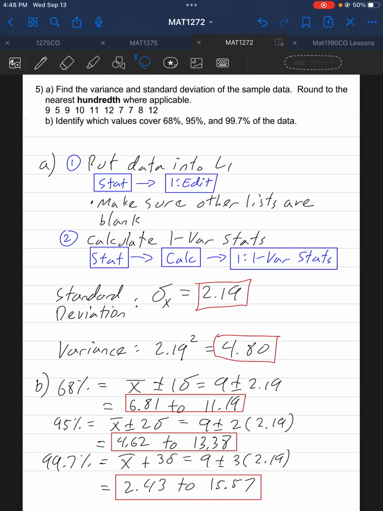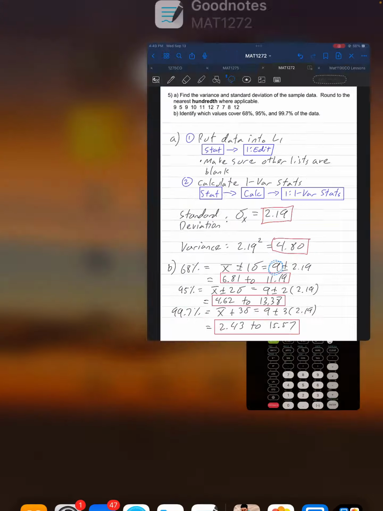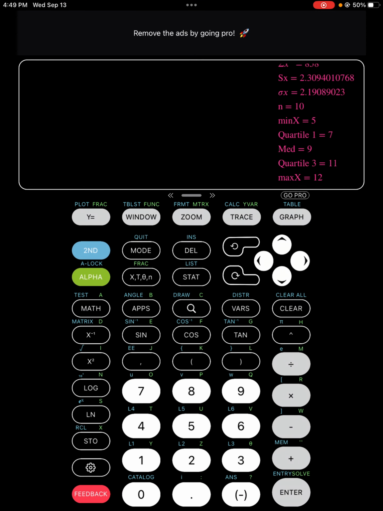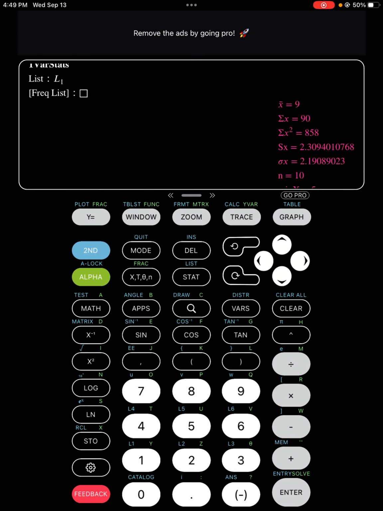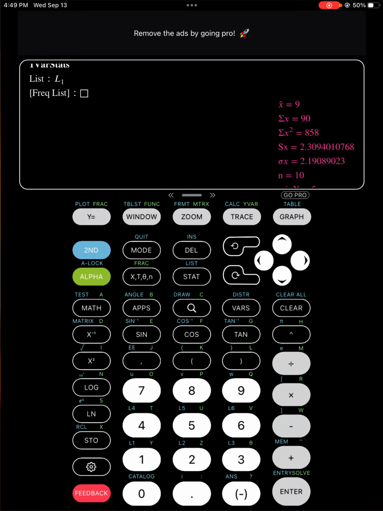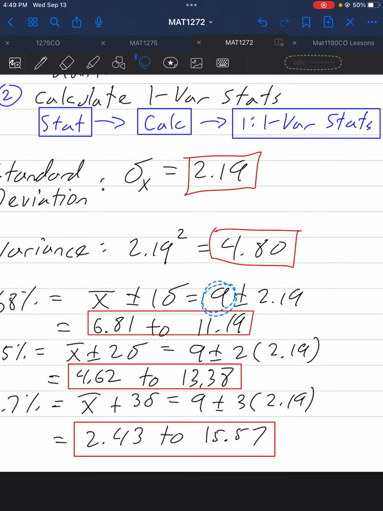So identify which values cover 68%, 95%, and 99.7% of the data. What a standard deviation does is it measures how spread out the data set elements are. Since the mean, the average, calculates the central location of the data, that is going to be our middle. Our statistics tell us that our average up top is equal to 9. So that is going to be the middle of our data.